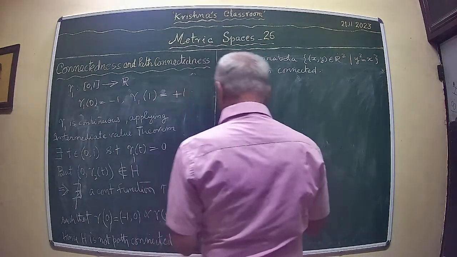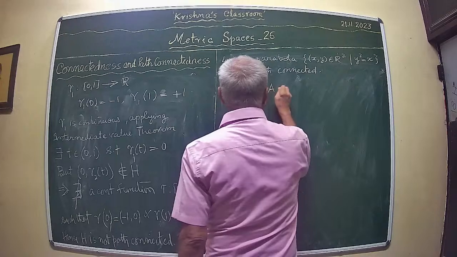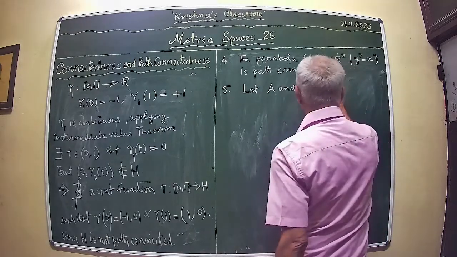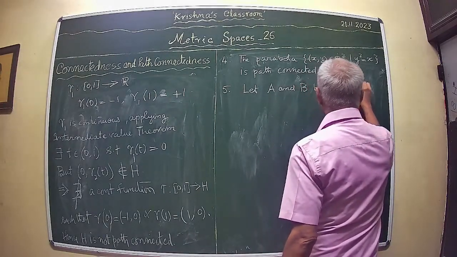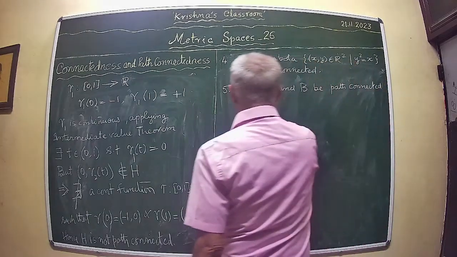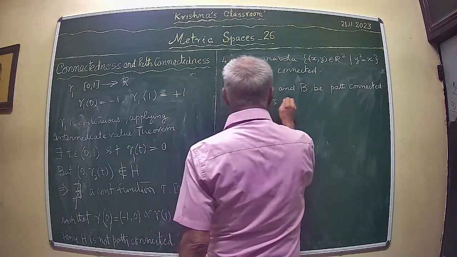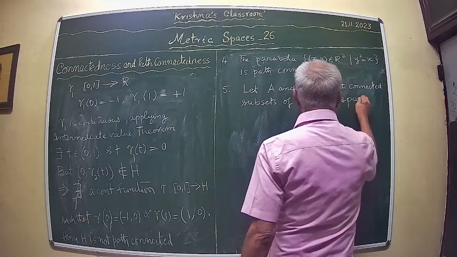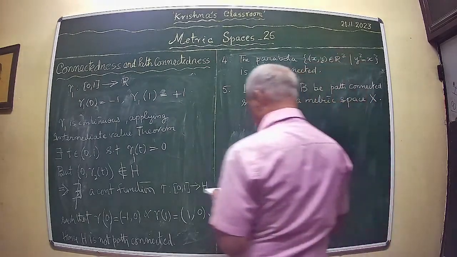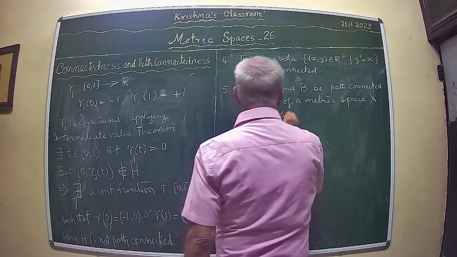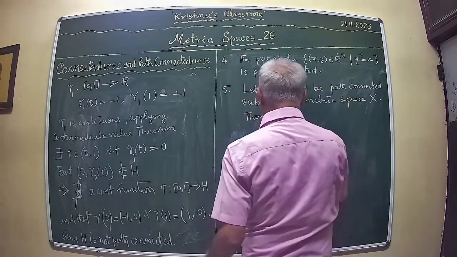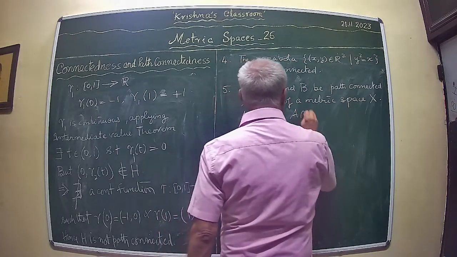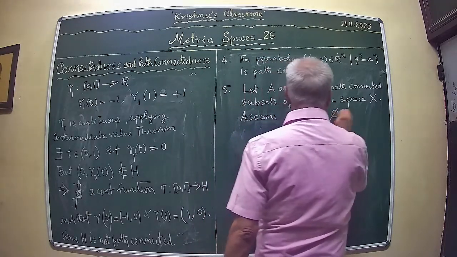Fifth one, let A and B be path connected subsets of a metric space. Then assume it's not happening.